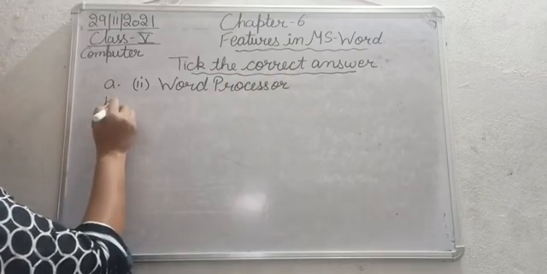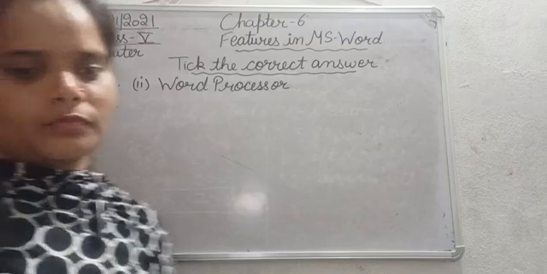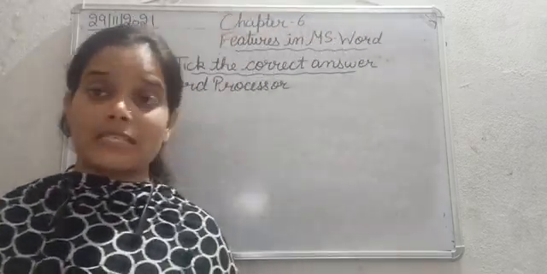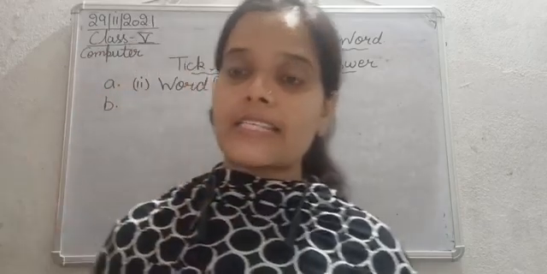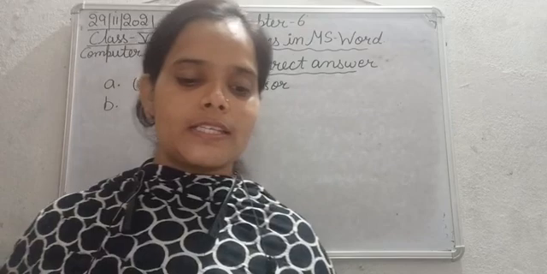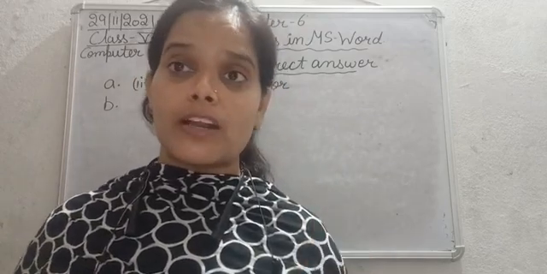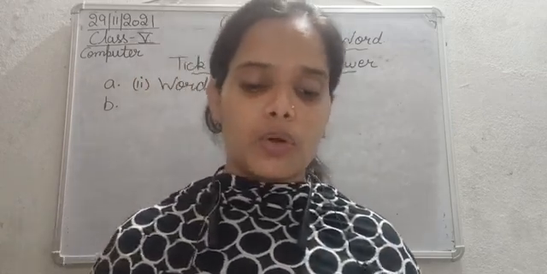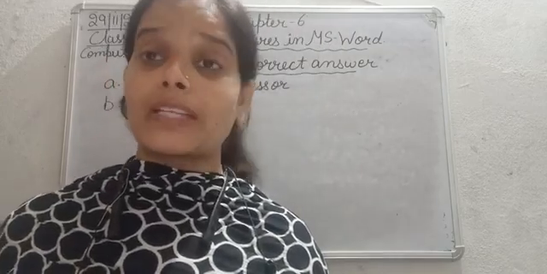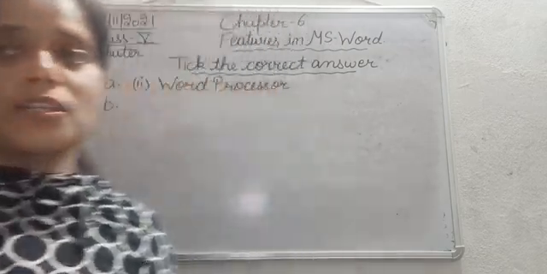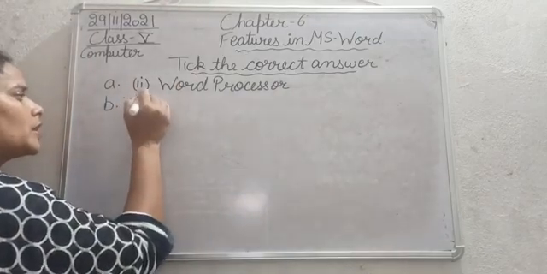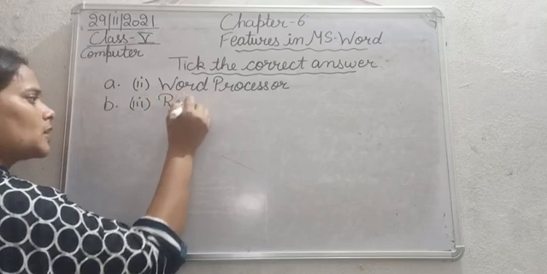Moving next to the B1. The colored wavy lines which show the spelling mistakes in MS Word. What is the color of that wavy line? Green, yellow or red? Spelling mistakes are shown by the red wavy lines. So the answer for the B1 is option number 3, that is red.